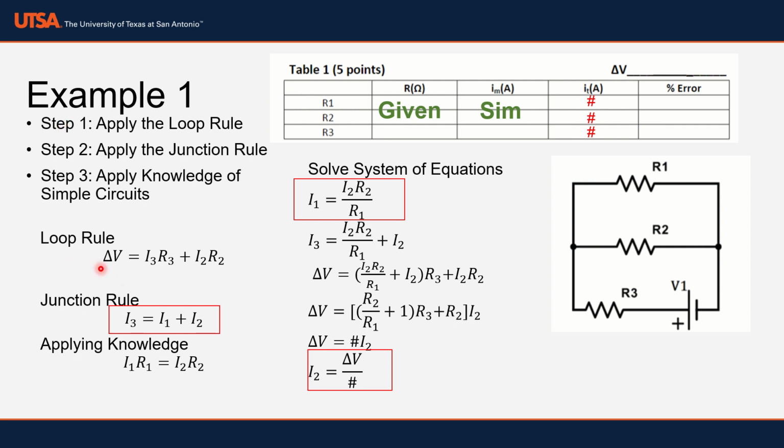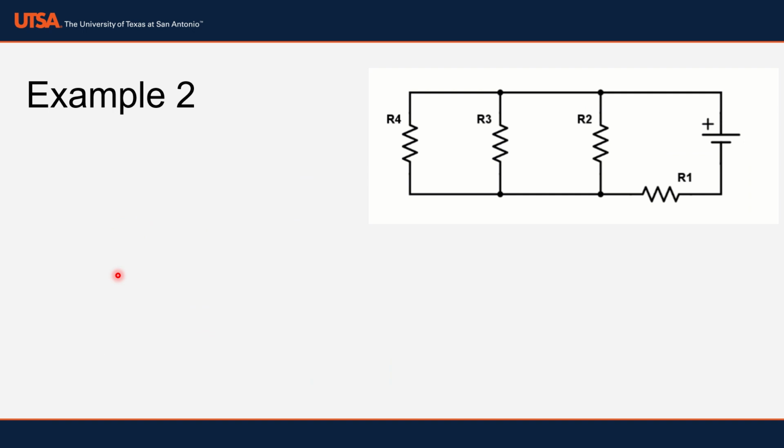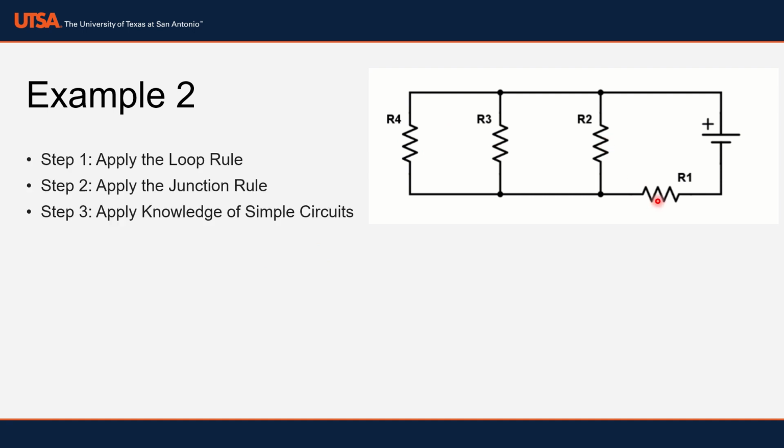Because you're always working back to this loop rule equation, and some of these get a little more complicated, especially when we start adding resistors. Here's an example of it getting a little more complicated. In this example, we have an additional resistor, so we have 1, 2, 3, 4. We're going to expect to see 4 equations, so we're going to do the 1, 2, 3 steps again.